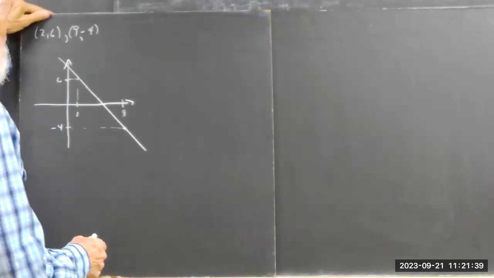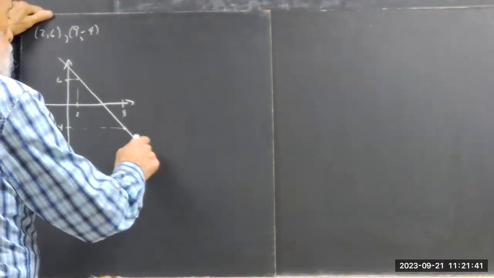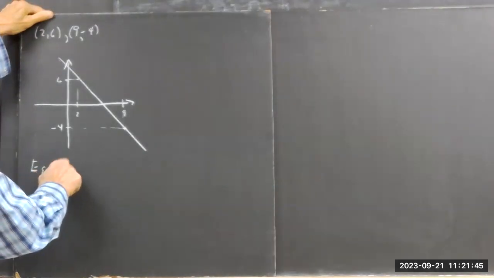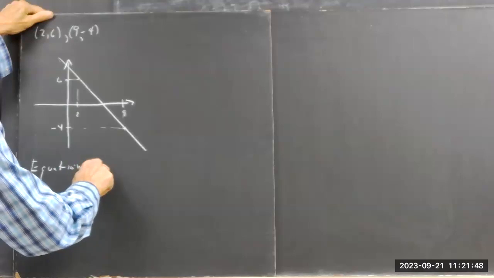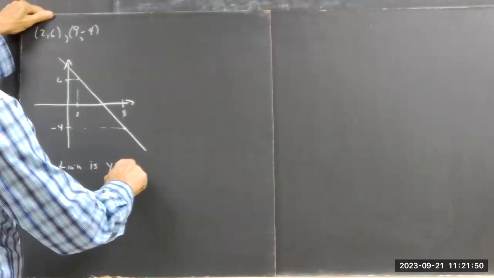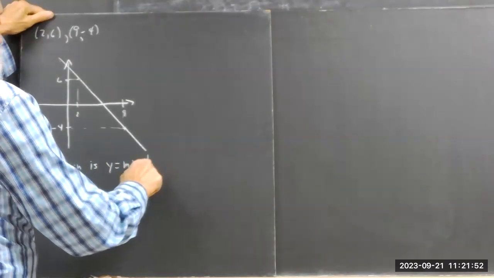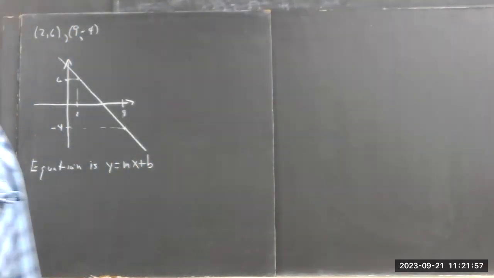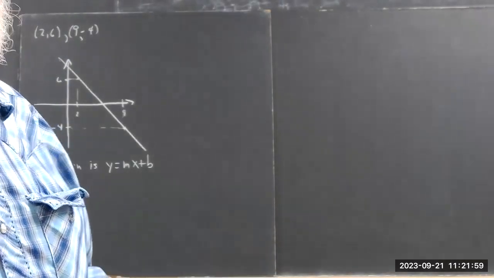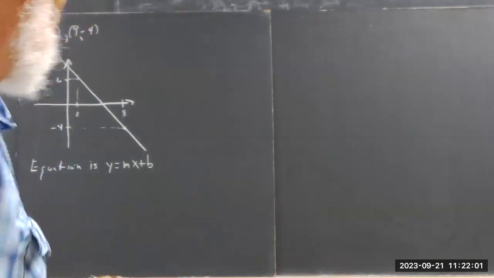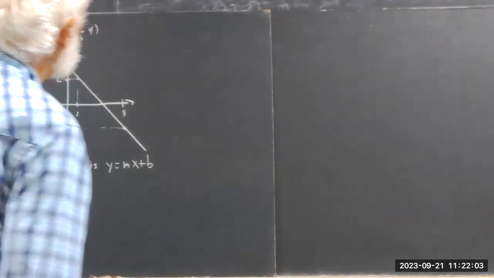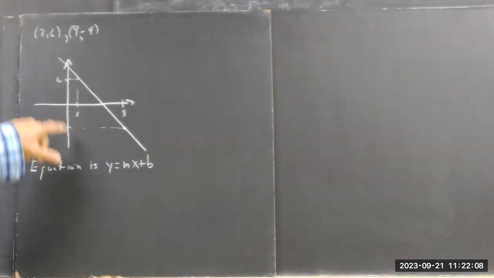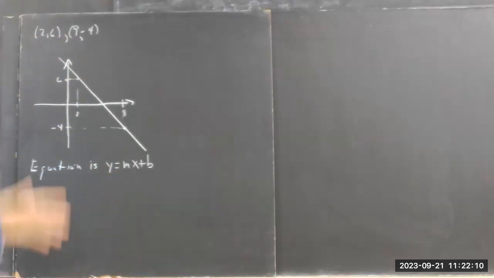Here's the line. Now, this line has equation y equals mx plus b. This is at least the slope-intercept form, which in many ways is the simplest form for the equation of a straight line. So I would urge you, if you start with 2 points and want to find the equation of the line, you start with a sketch.